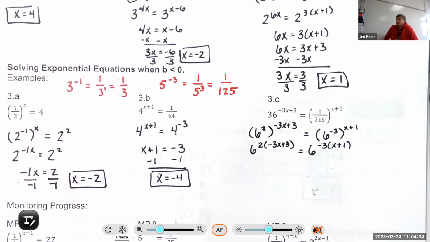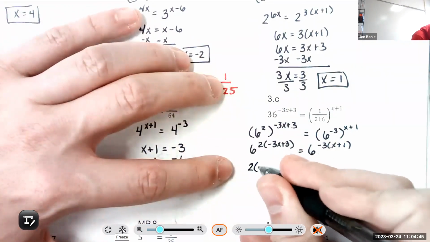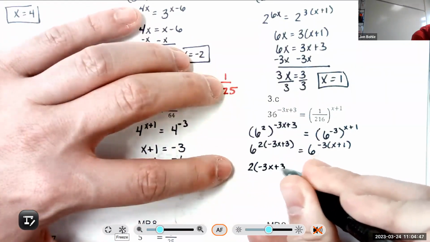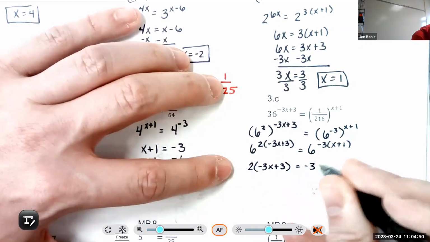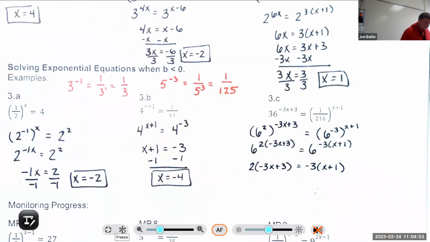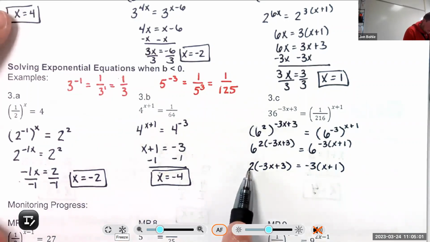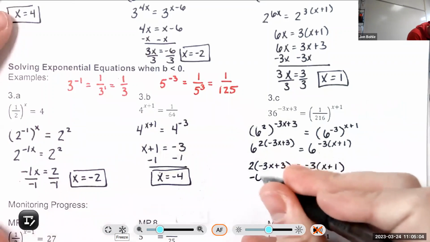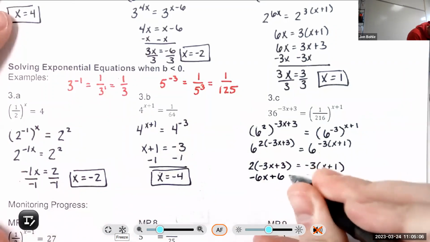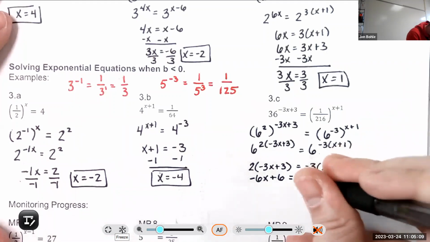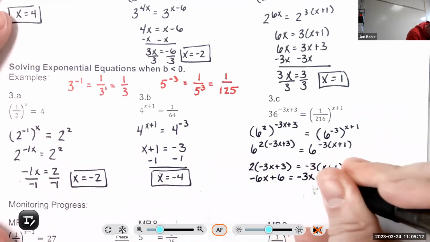Now that the bases are the same, what does that mean about the exponents? They're going to be the same also. So that means I can set those exponents equal to each other. So here, distributive property: 2 times -3 is -6. 2 times 3 is 6. -3 times x is -3x. -3 times 1 is -3.